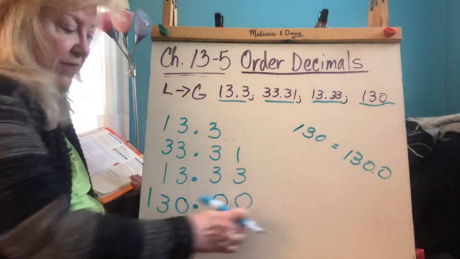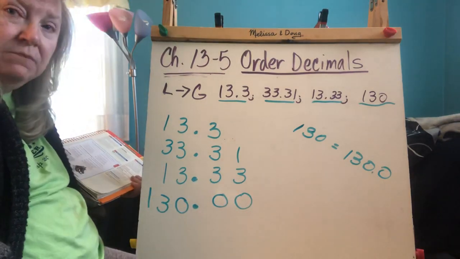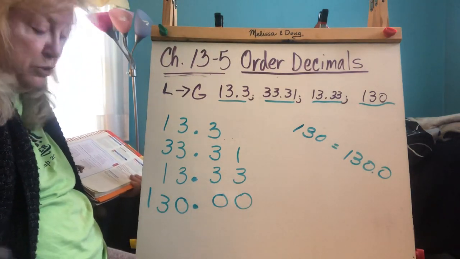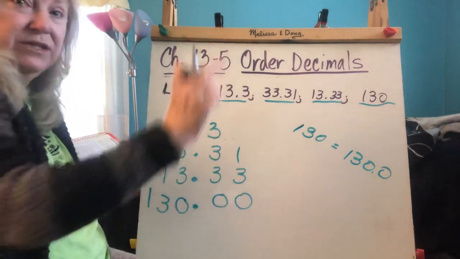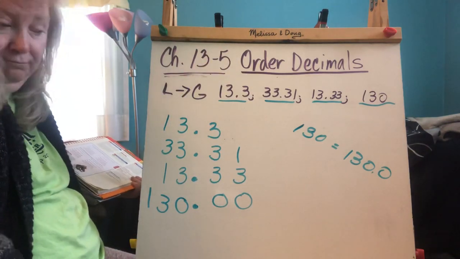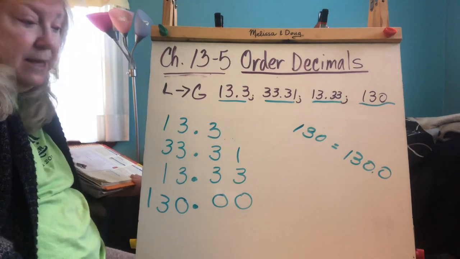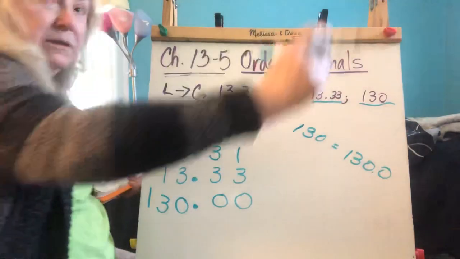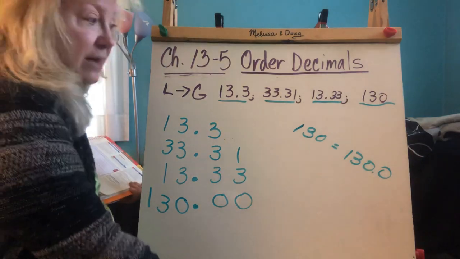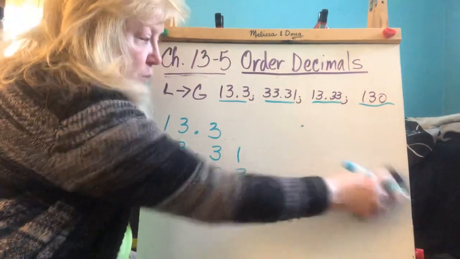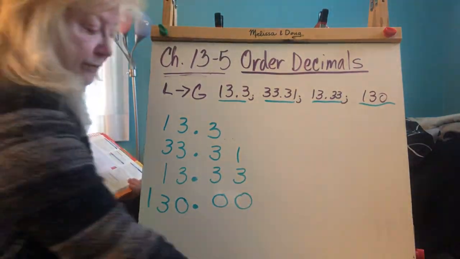If you were thinking about this and you thought of it as money, this would be no problem to you because you would be saying $130.00. Money is a decimal. It's the same thing. So I could put 16 zeros after. It's not going to change the value. Okay. We learned that yesterday.